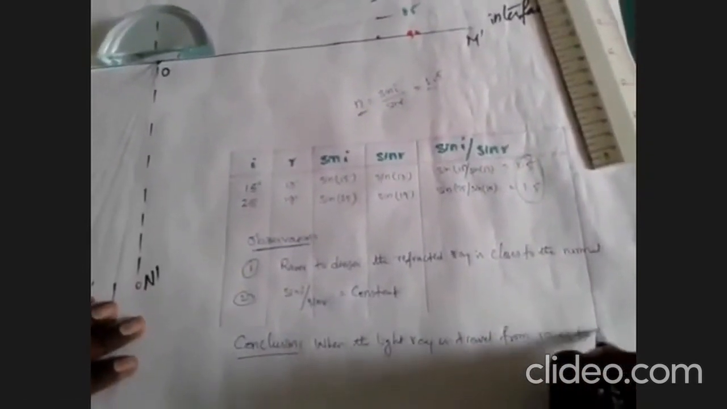And then what is the conclusion? The conclusion of this activity is that when the light ray travels from rarer medium to the denser medium, the angle of refraction is less than the angle of incidence. That we have to remember. This is your lab activity.